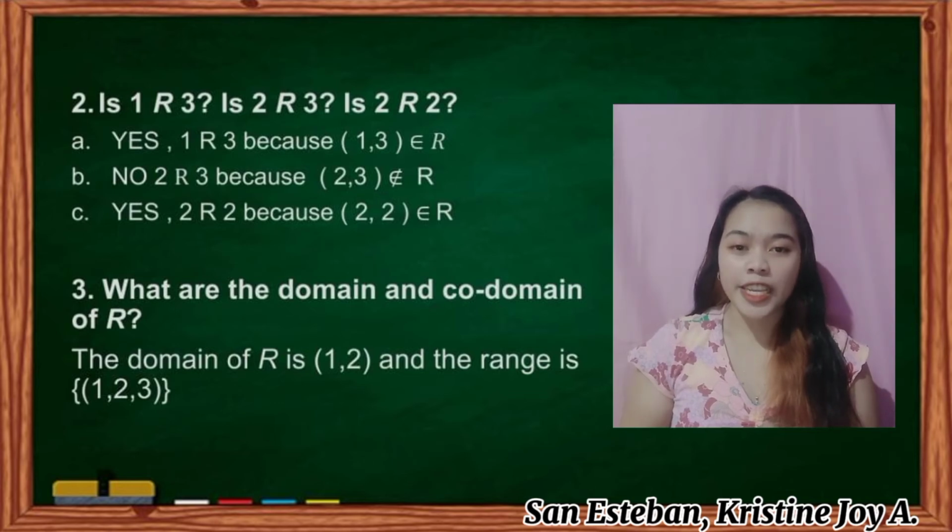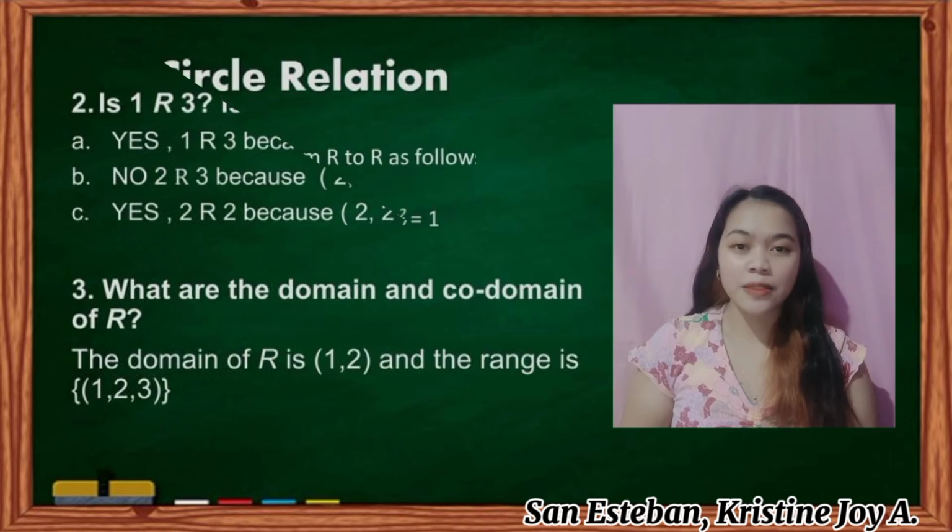Question number 3. What are the domain and range of R? In the given problem, set A is our x values, and set B is our y values. Therefore, the domain of relation R is 1 and 2, and the range is 1, 2, and 3.